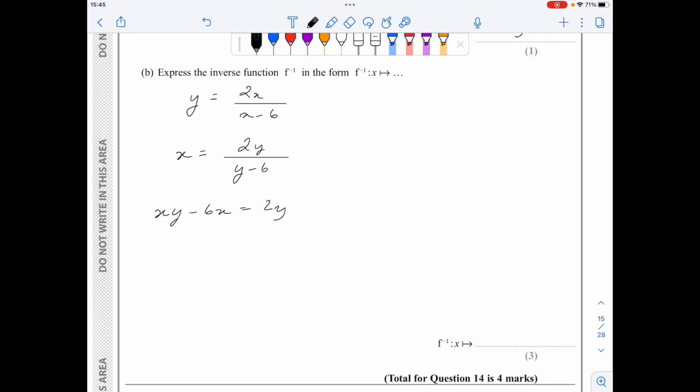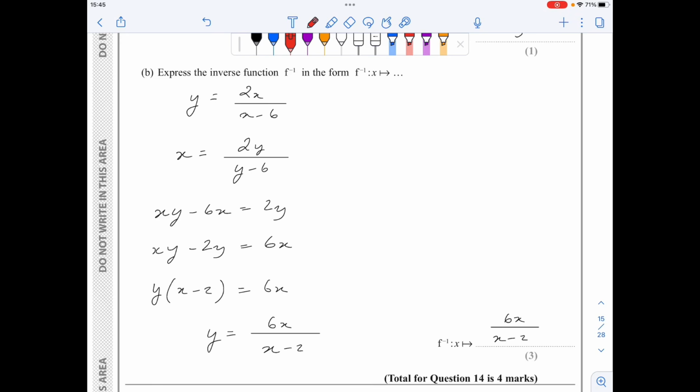I will collect the y's on the same side. I'll take them to the left, so xy minus 2y equals 6x. I'll factorize the y out, so y bracket x minus 2 equals 6x, and finally y equals 6x over x minus 2, and this is the final answer. Note that the mark scheme also accepts an answer of minus 6x over 2 minus x.